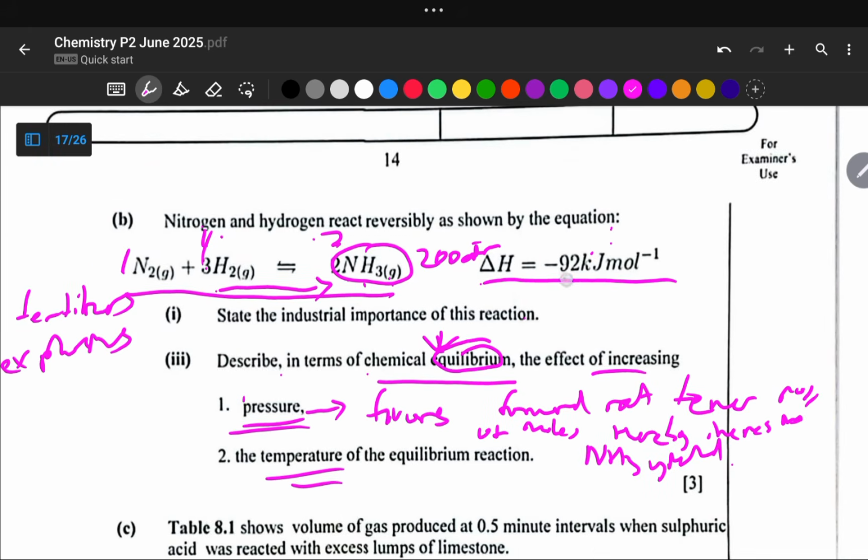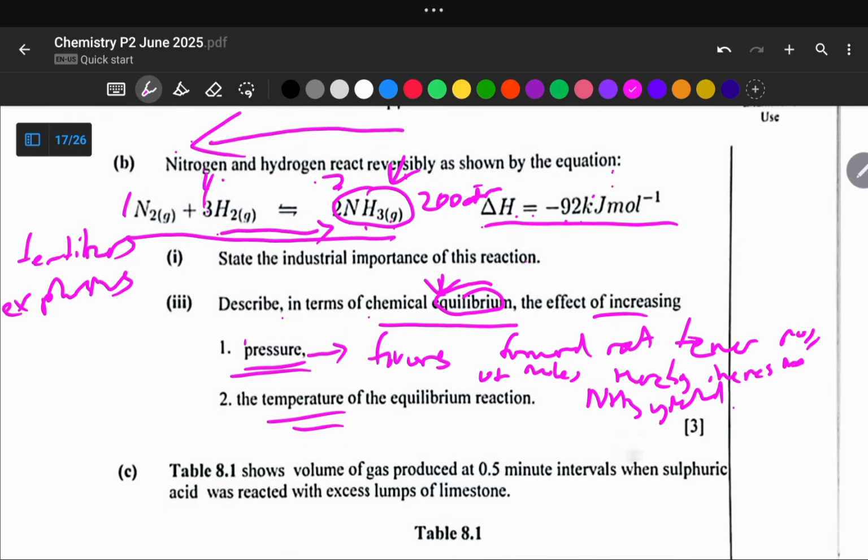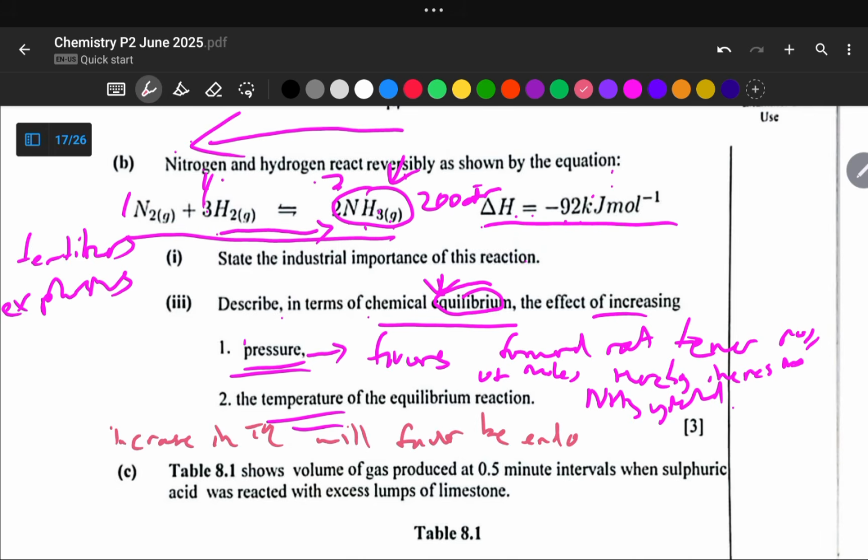So this one is an exothermic reaction. So if we were to increase temperature, we're going to favor this endothermic direction. So increasing temperature will favor the backward reaction, thereby reducing the amount or the yield of ammonia, right? We are saying that increase in temperature will favor the endothermic reaction, the backward reaction, thereby reducing the yield of ammonia.